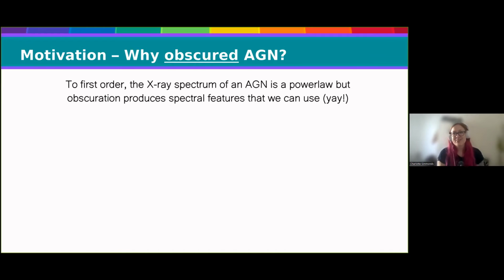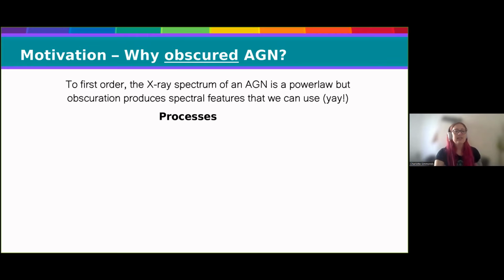Now, why do we need them to be obscured? The previous talk went through this a little bit, so I'll try to be brief. But basically, to the first order, if we were looking at an AGN unobscured, directly looking towards us and not going through a torus, we would see that the X-ray spectrum is, to the first order, just a power law. So no features, it's quite smooth. But once we have obscuration, some things start to happen.